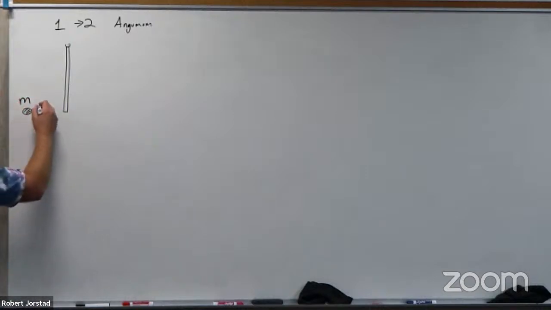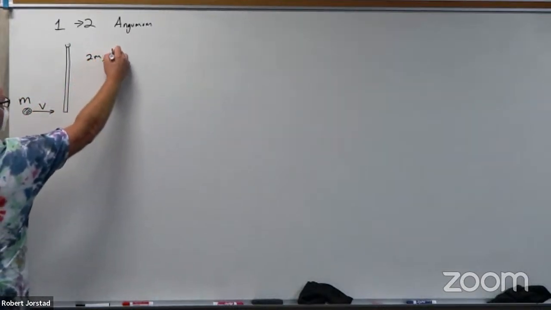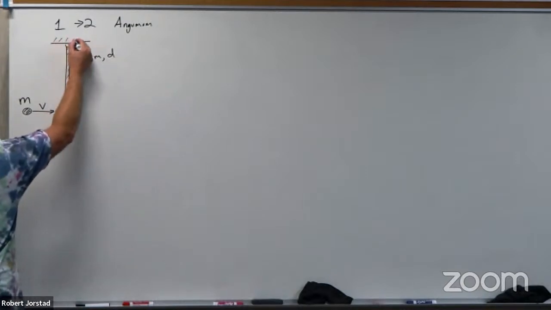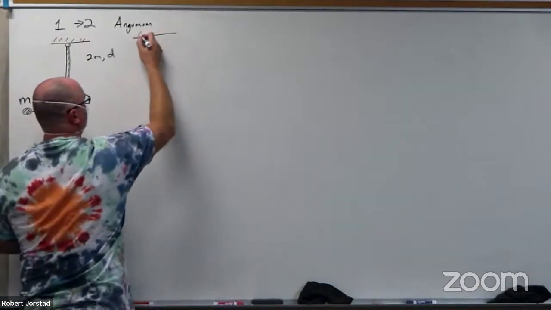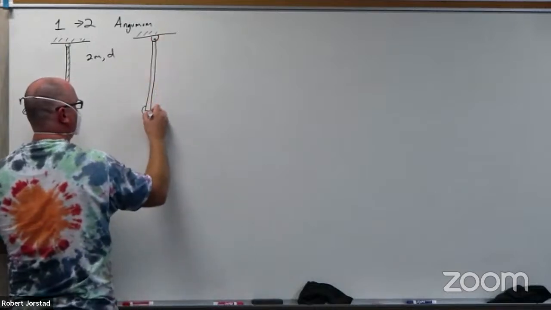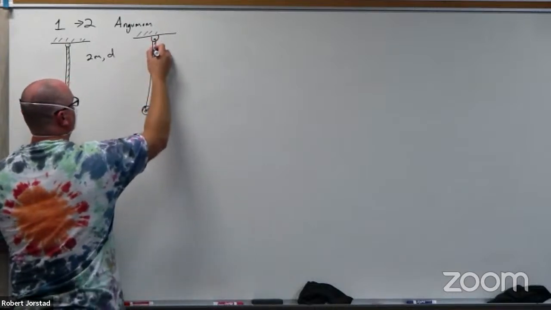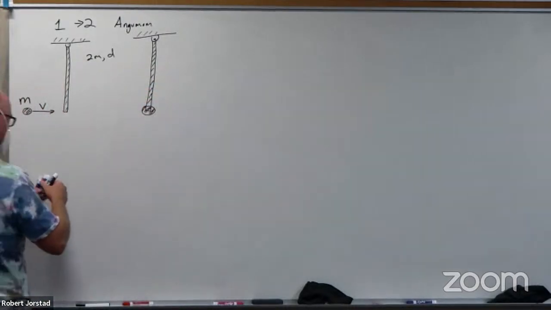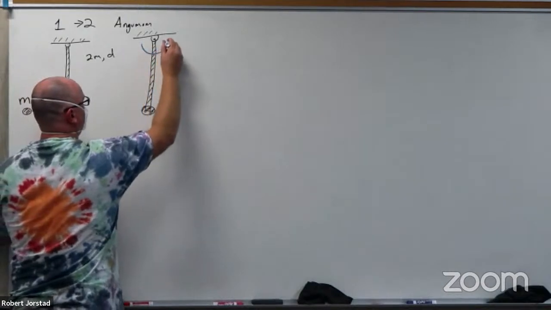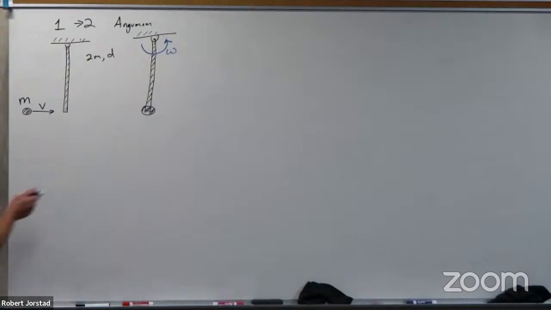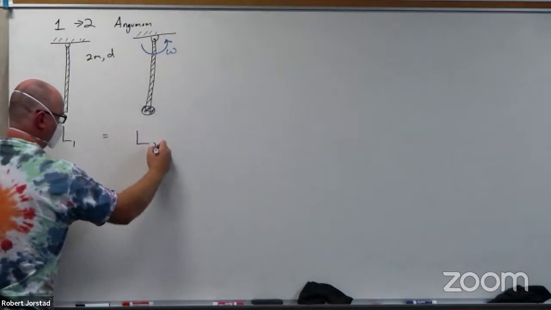We had a mass M with velocity V, the rod was 2M with length D, connected to the ceiling somehow. Over here, right? This thing is rotating at some rate omega. I want to write down angular momentum in stage 1 equals angular momentum in stage 2.